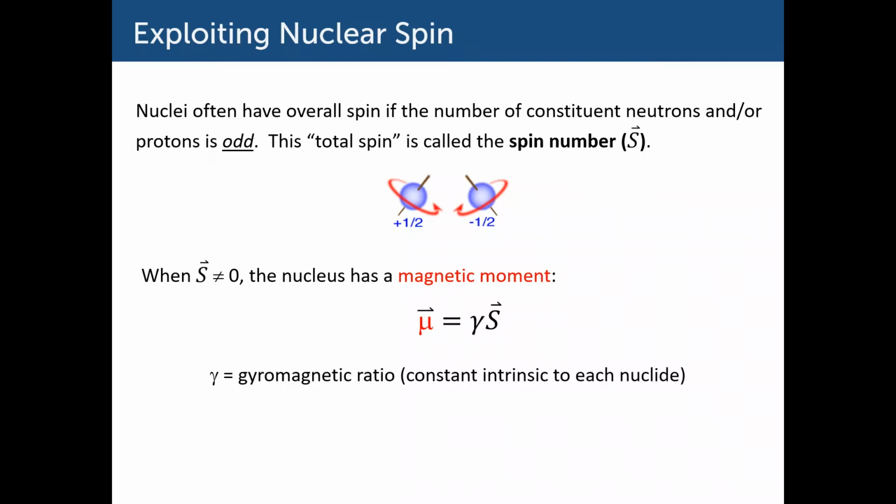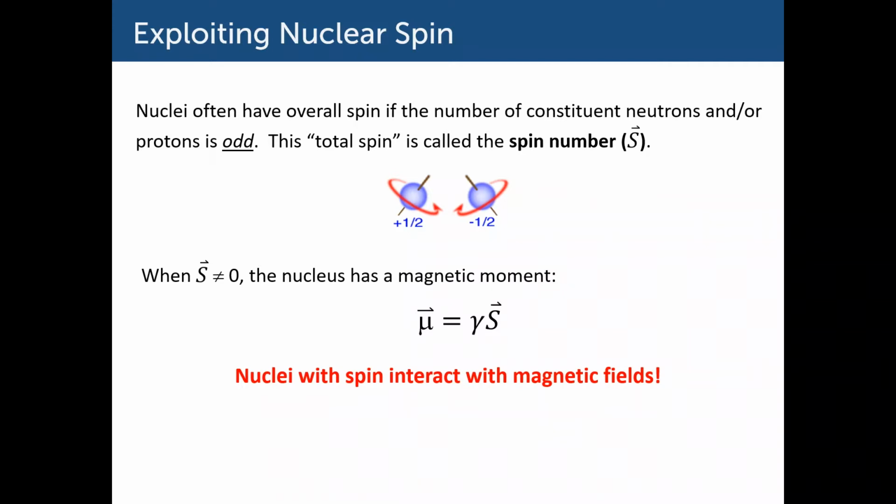And what I want to focus on is the magnetic moment. We need a magnetic moment that's not 0 for NMR to actually work at all. And we know from this basic equation that if S is 0, the magnetic moment will also be 0. So this is why we care about the spin number, right? We need that magnetic moment.